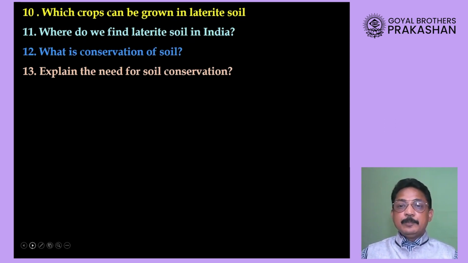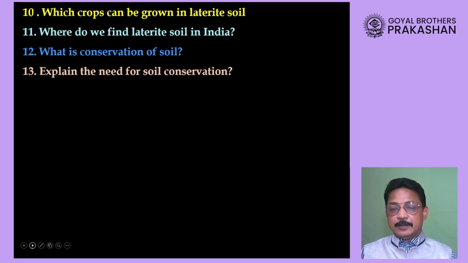Point number three: soil is needed for growth of plants, and in the absence of soil, the crop growth will be hampered, and there will be acute shortage of food in the world. Therefore, there is a need to conserve soil.